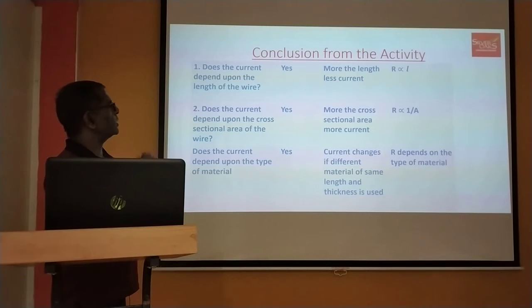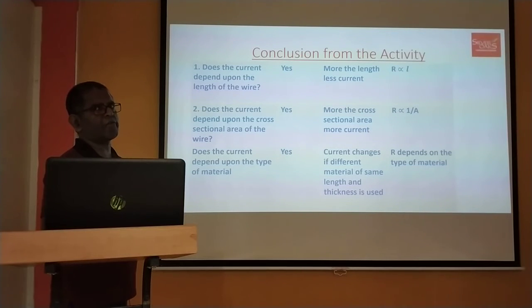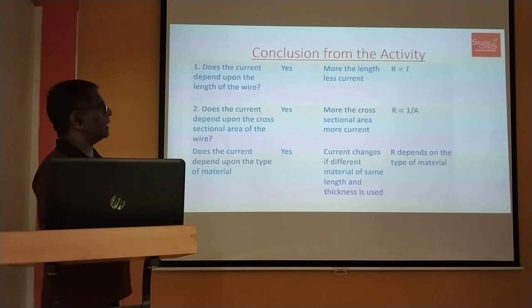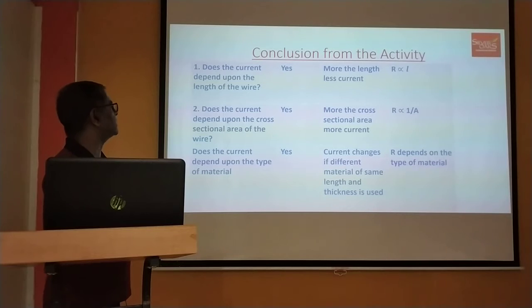And when the length was increased 2 times, the resistance also increased 2 times because the current was half. If you see the serial number 2, we conclude that the resistance is directly proportional to L. So we write in mathematics R proportional to L, where L is the length.